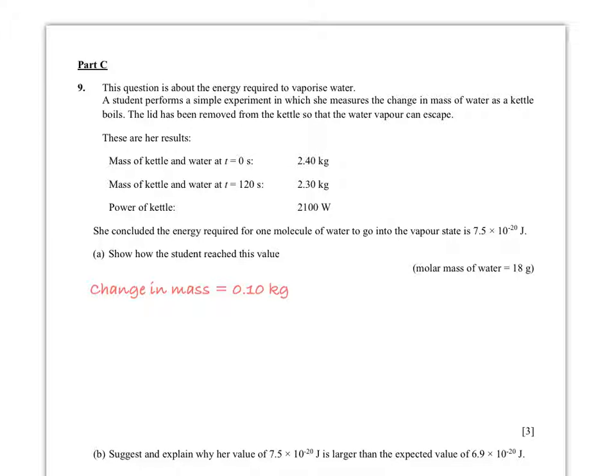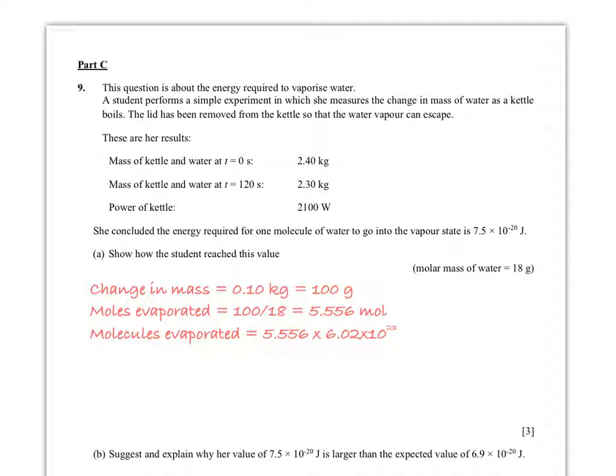So, for a change in mass of 0.1 kilograms, the moles evaporated is 100 grams divided by 18 grams per mole. So, number of moles evaporated is simply 5.56 moles. If it's 5.56 moles, we can look at how many molecules it is. So the number of molecules evaporated is 5.556 times 6.02 times 10 to the 23, which is 3.44 times 10 to the 24 molecules of water that have evaporated.